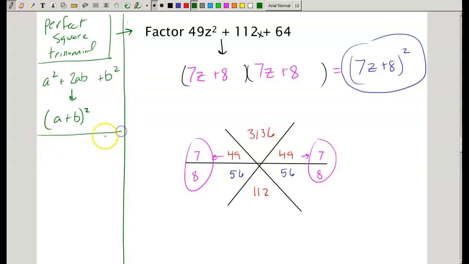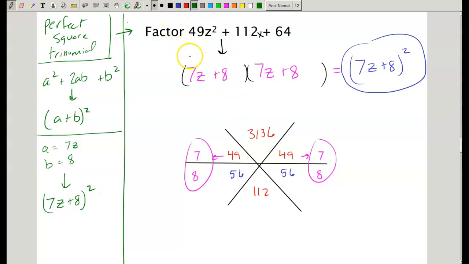But if you did it with the pattern, you don't have to, but you could recognize the a value in our problem here is 7z, and the b value in our problem is 8. And it is true that the 2 times a times b, so 7 times 8 is 56, and double that is 112. So that does match up. This is a perfect square trinomial. So therefore, since this works, we can go ahead and directly factor this as 7z plus 8 squared, and we could be done with it.